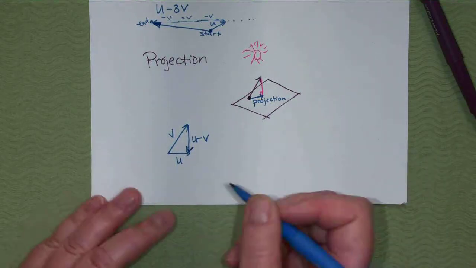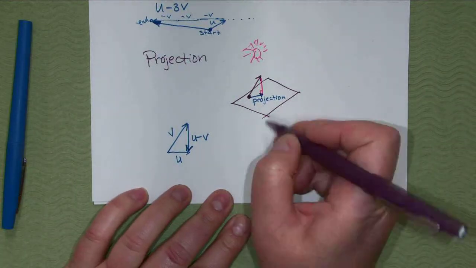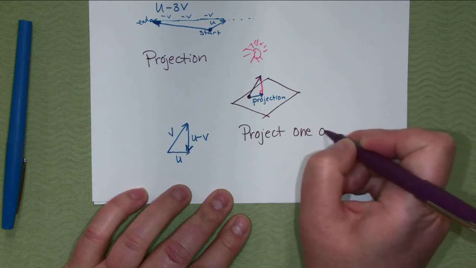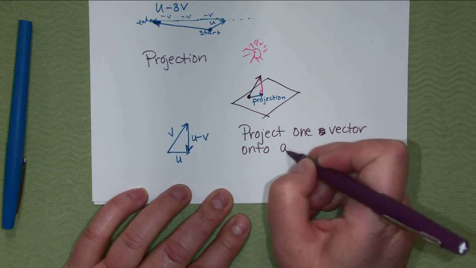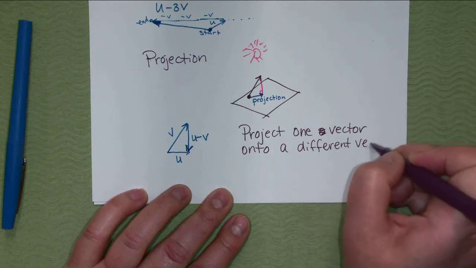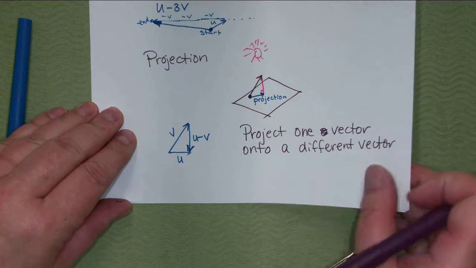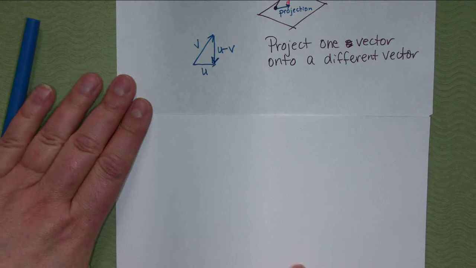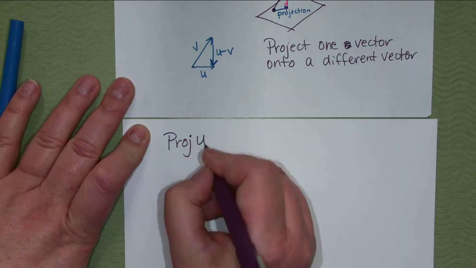Okay. So the way this works is we project one vector onto a different vector. Rather than the plane as a whole, right? We would actually know what vector we want to project it onto. So you're given two vectors, and you want to find the projection. So the formula is this. The projection of U onto V.